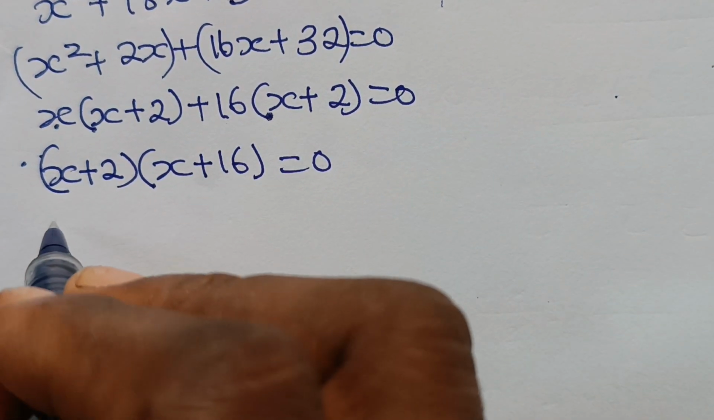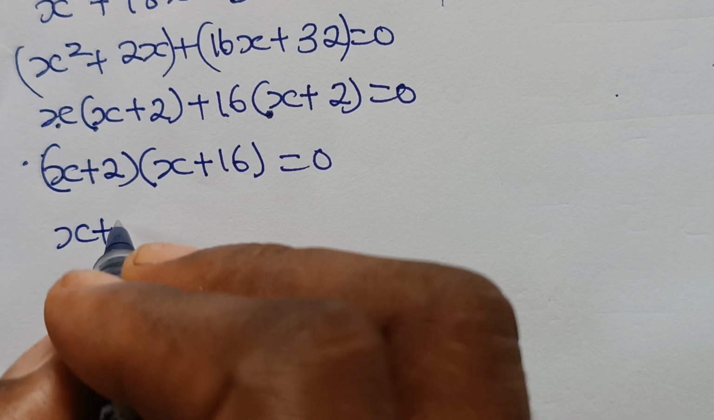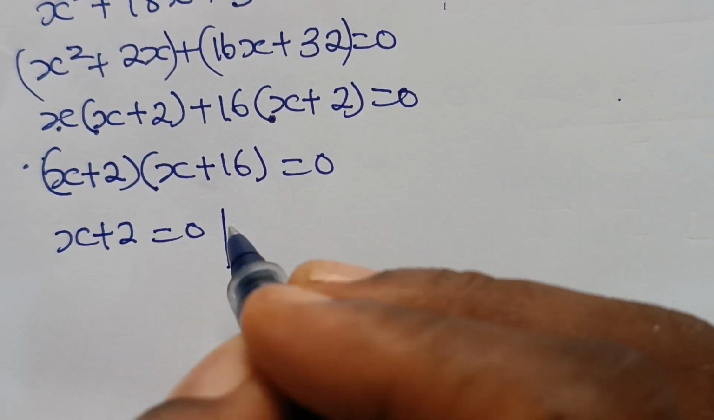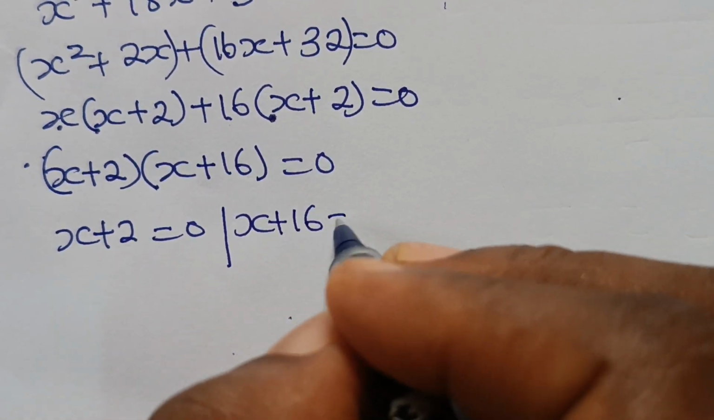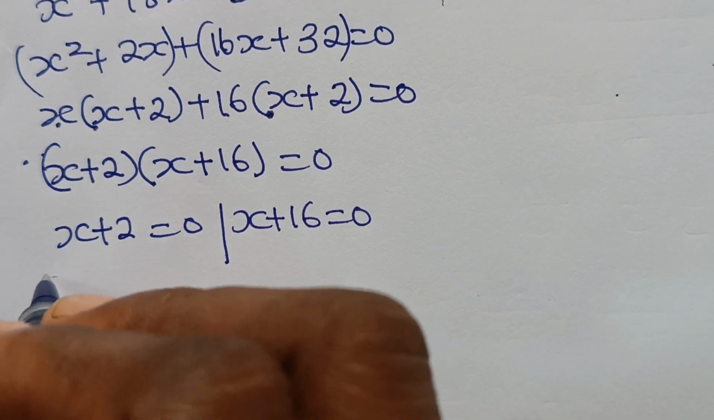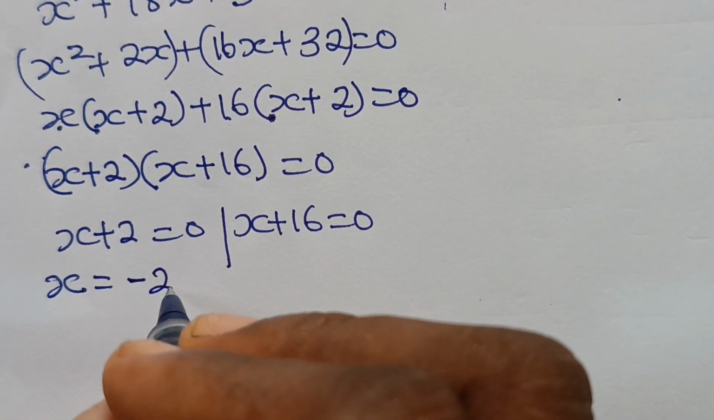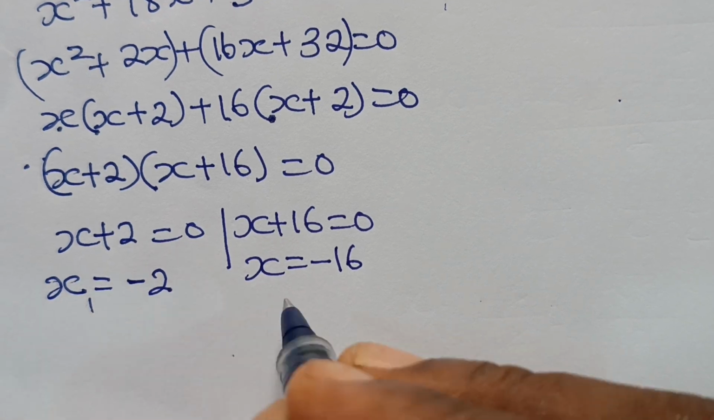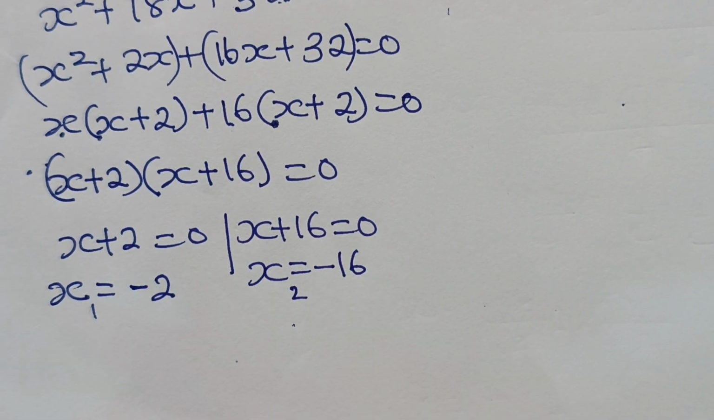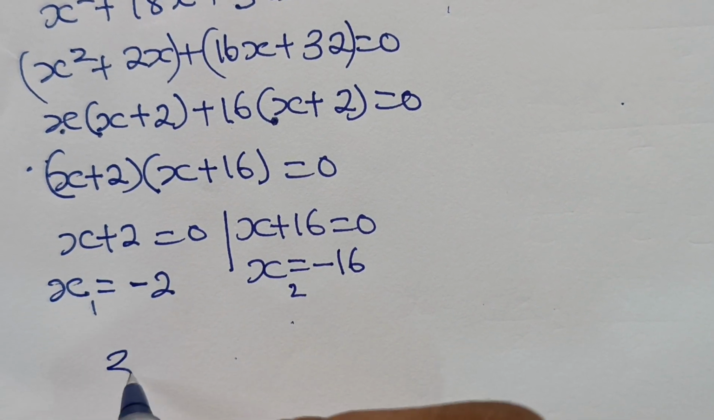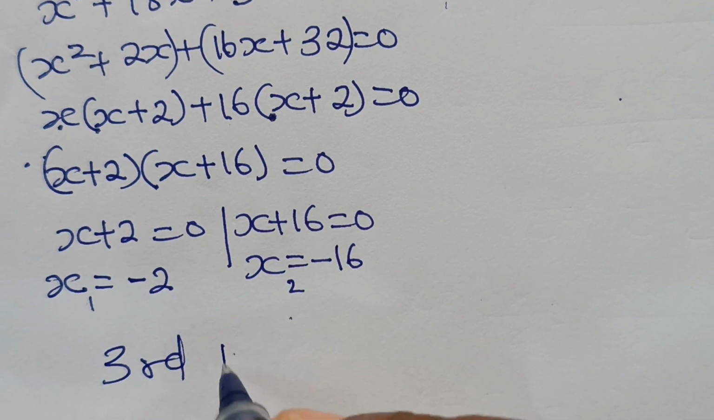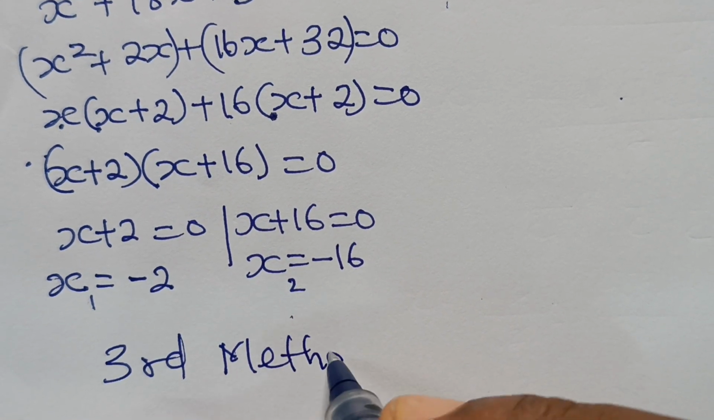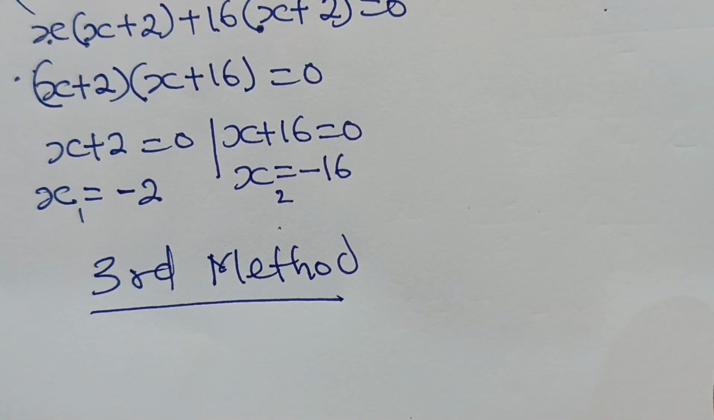Now this can be expressed as x + 2 is equal to 0 or x + 16 is equal to 0. So from here x is equal to minus 2, and from here x is equal to minus 16. You can see that we have gotten the same values for our x. Now the third, and the easiest and the most interesting method, is here.